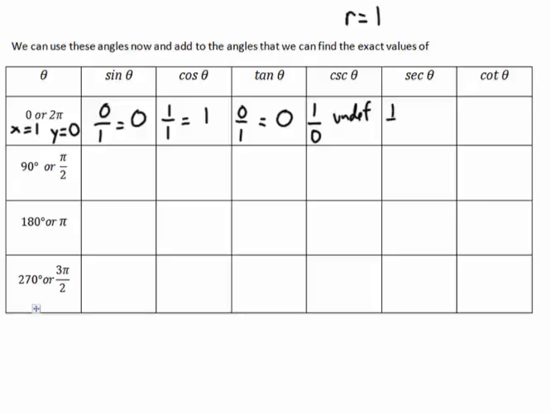Secant, well, just the reciprocal of cos, pretty easy to do, there's just 1. And cotangent again, we have to be careful here. Cotangent would be x over y, 1 over 0, and again, that's also undefined. So see if you can use this and fill in the rest of the chart to determine what are the exact values at those quadrantal angles.